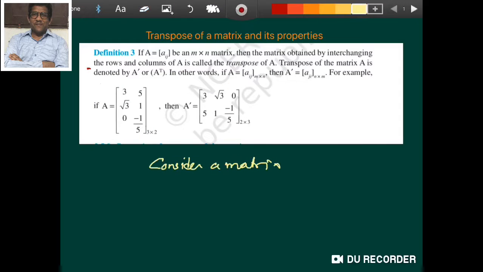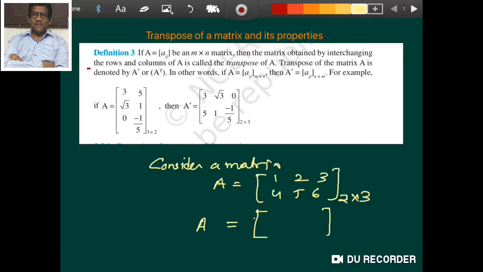Consider a matrix A equal to 1, 2, 3, 4, 5, 6. Its order is 2 cross 3. If we interchange its rows and columns, then we have another matrix whose order is 3 cross 2: 1, 2, 3, 4, 5, 6. Then this new matrix is called the transpose of the matrix A. It is denoted by A dash or A T.